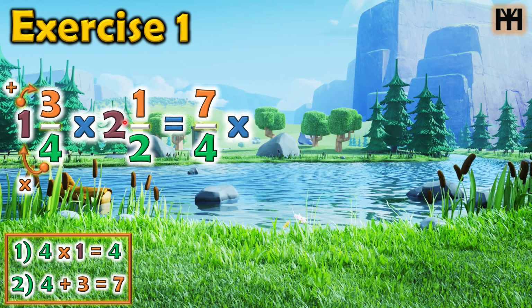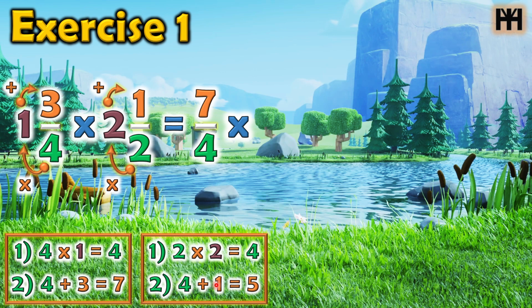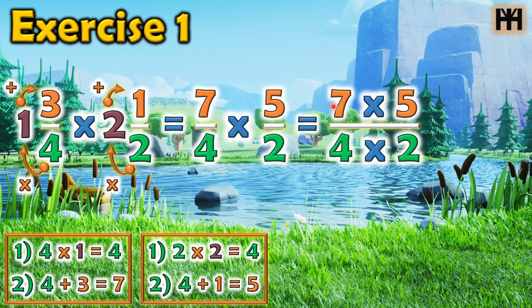Multiply 2 and 1 over 2, so multiply 2 and 2, so it will be 4, then add it with 1. So 4 plus 1 is 5, so it's 5 over 2. Then multiply it, 7 times 5 over 4 times 2, so it's 35 over 8.